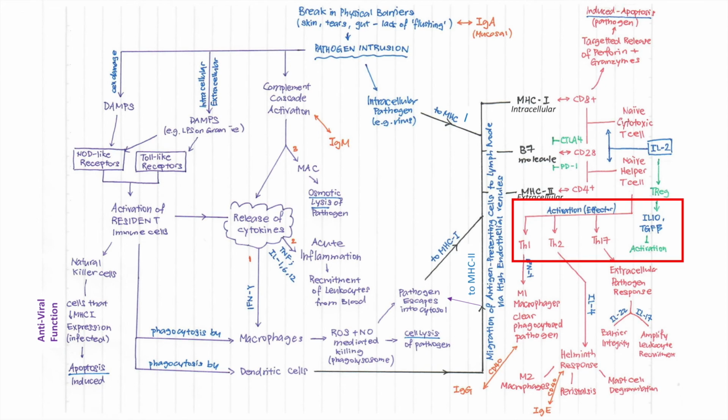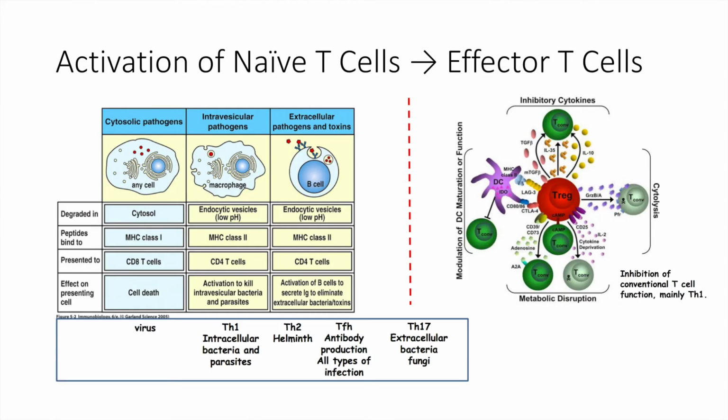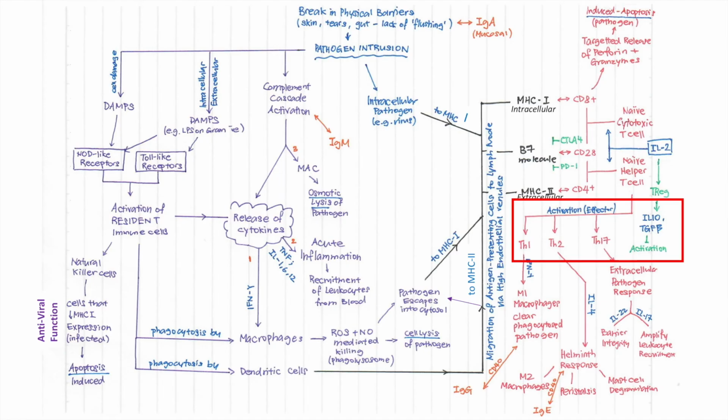Th17 helper cells facilitate your extracellular pathogen response. What they do is amplify the recruitment of leukocytes via inflammation, as you recall, which was a part of the innate immune response, and they also increase the barrier integrity by beefing up the physical barriers that prevent pathogen intrusion in the first place. These are mediated by interleukins 22 and 17.